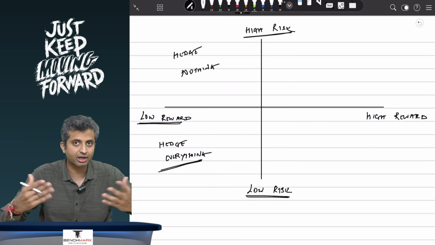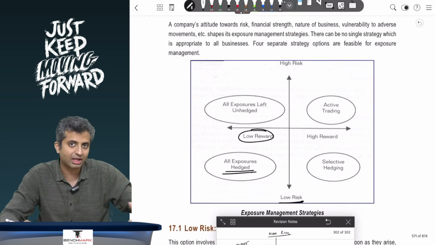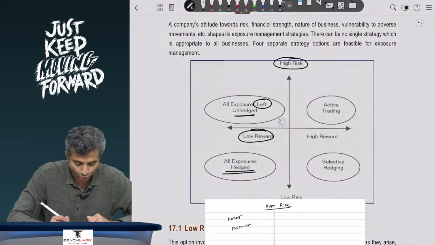So the risk is high, uncertainty is high, and maybe rates might move in the opposite direction, and hence my reward will be lower. So with all exposures left unhedged, this will be high risk and probably low reward.